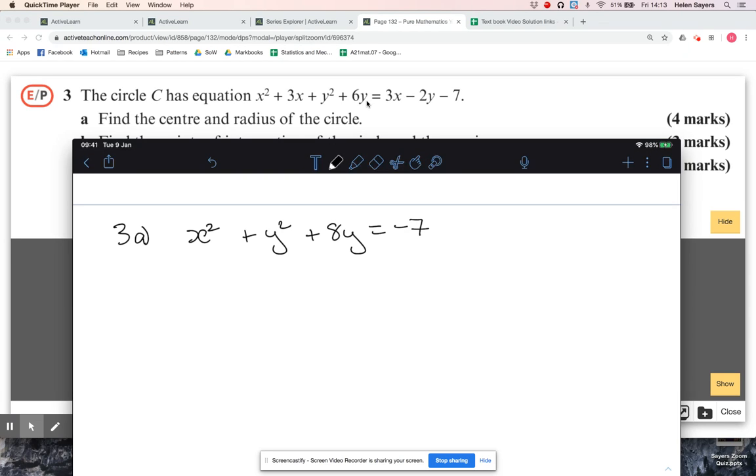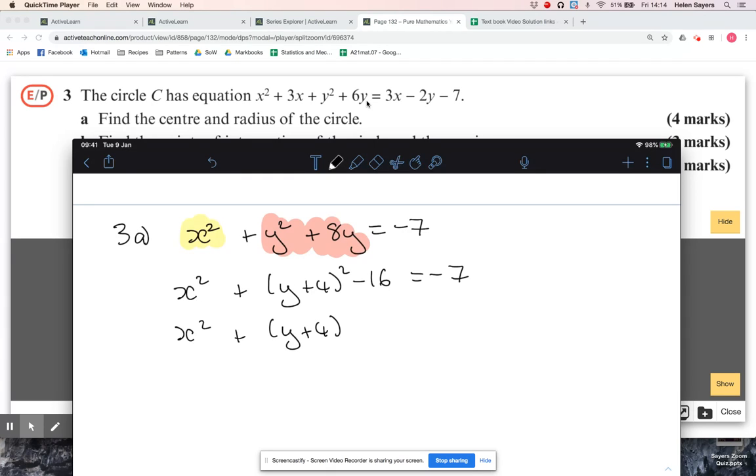Generally you're then completing the square on your x terms and your y terms. However, this one is just x squared, so there's not really anything to do there. If I complete the square here, it's going to be y plus 4 all squared, and then I minus the 16. Then I add that minus 16 over to the right-hand side, which gives me 9.